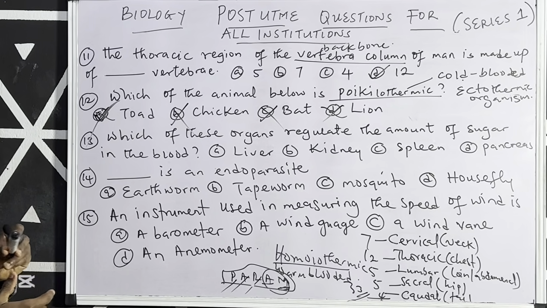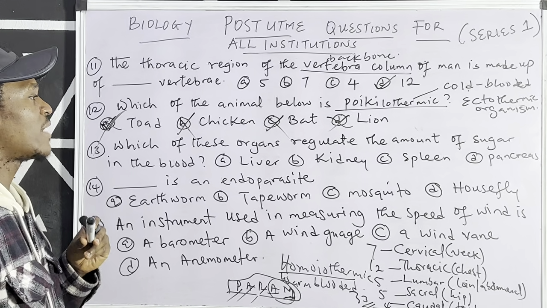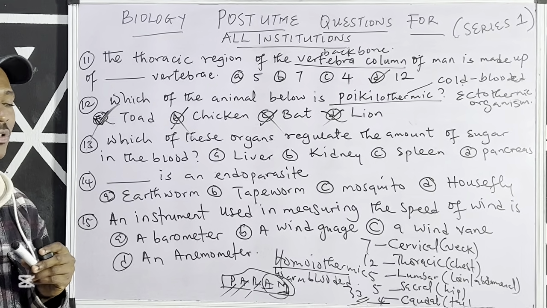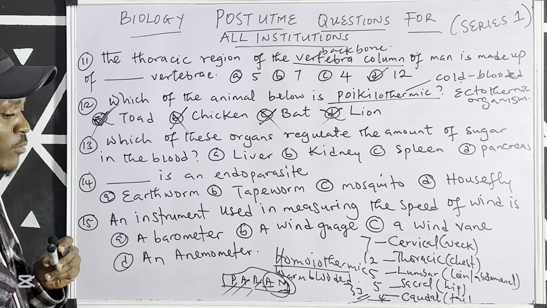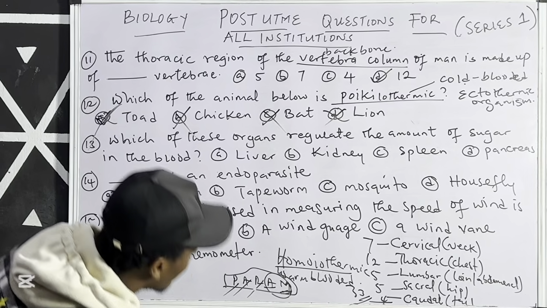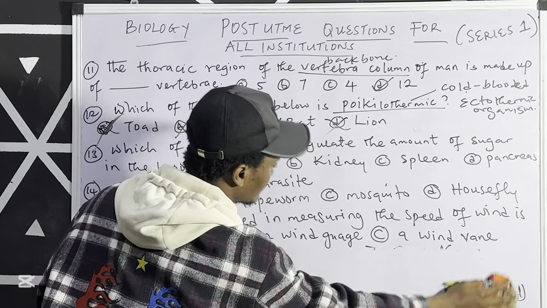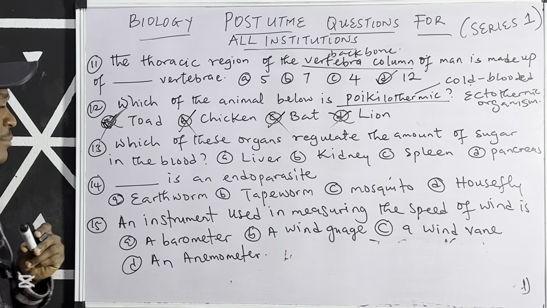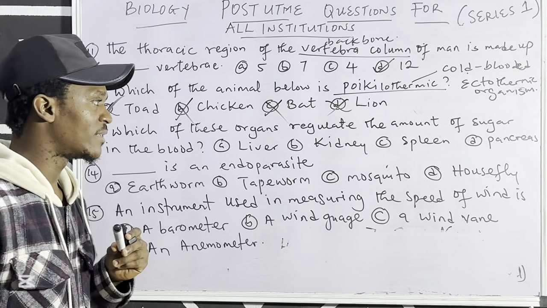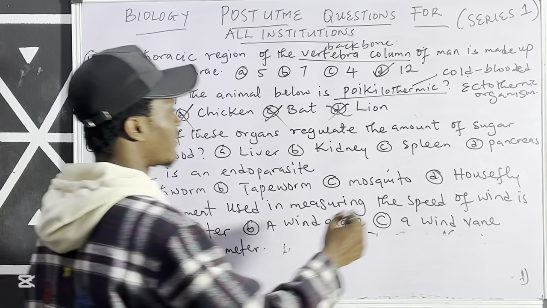Then question 13. Which of these organs regulates the amount of sugar in the blood? Now, these were the options provided. We have A. Liver, B. Kidney, C. Spleen, D. Pancreas. Now, the correct answer to this question is the pancreas.